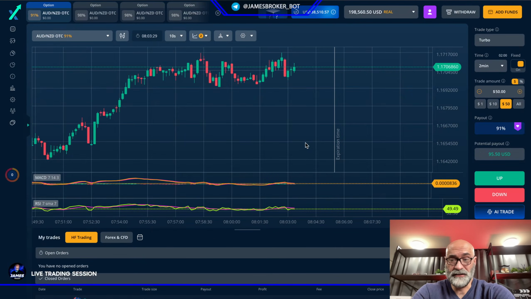Next comes RSI. RSI is not for guessing tops and bottoms here. It's only confirmation. RSI above 50, it's a bullish momentum, and RSI below 50, it's a bearish momentum. RSI near 30 or 70 is a potential reaction zone, not an instant entry. All right?